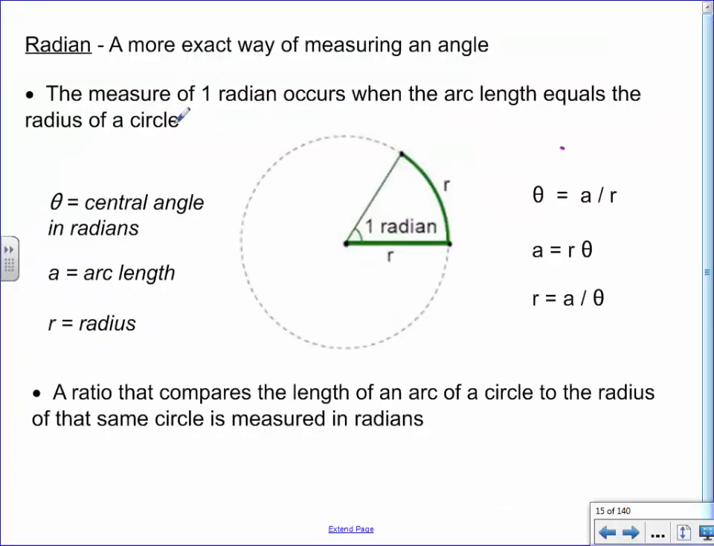Why are there 360 degrees in a circle? By what rationale are there 360 degrees in a circle? Why not 57 or 293? It's kind of arbitrary to some degree. No pun intended. To some degree, it's arbitrary. Actually, there are a couple of theories.